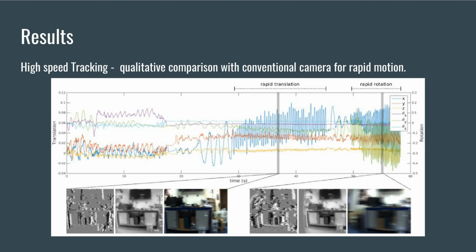Let's look at the tracking performance of the system. The authors perform a qualitative comparison with a conventional camera for rapid motion. The top graph shows the estimated pose history, and the inset below shows the event visualization, rendered video frame, and the reference frame from the conventional camera. Note that motion blur is observed in the conventional camera, unlike the event camera.